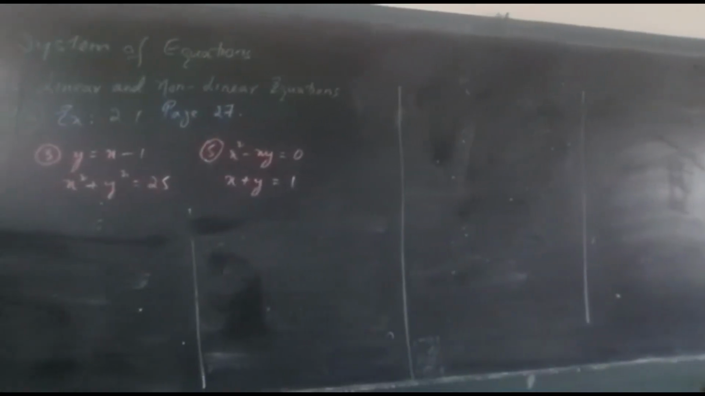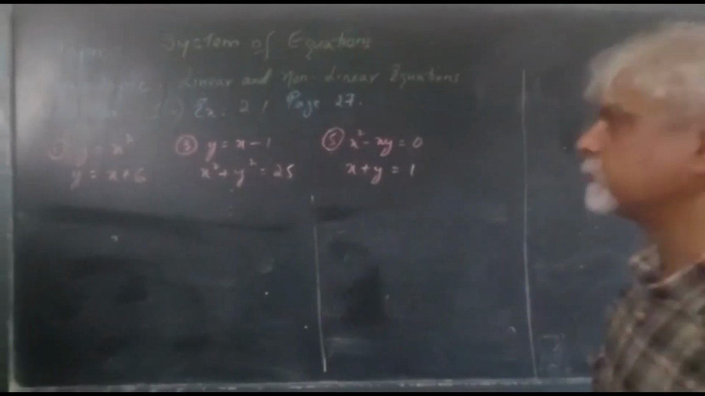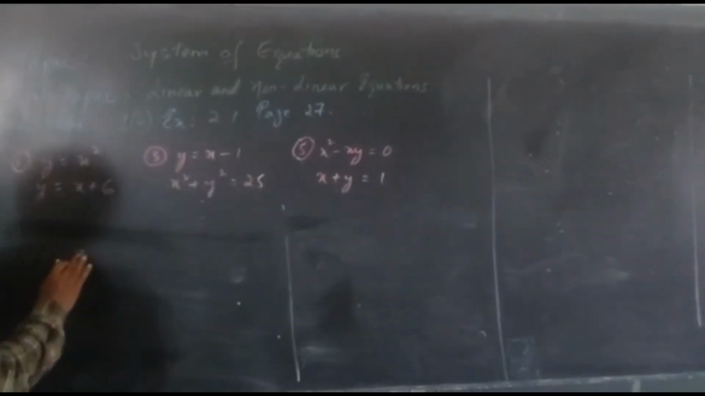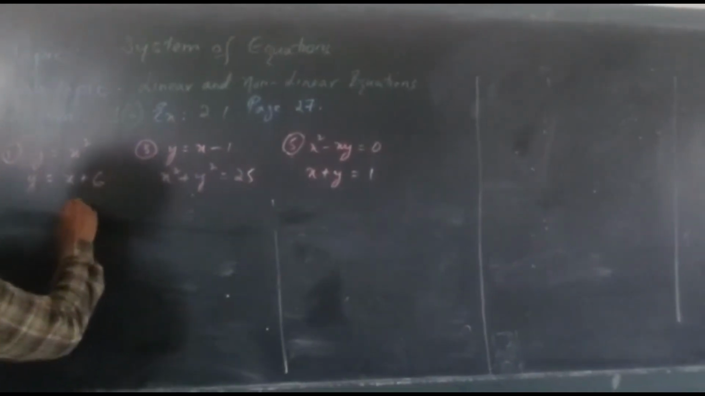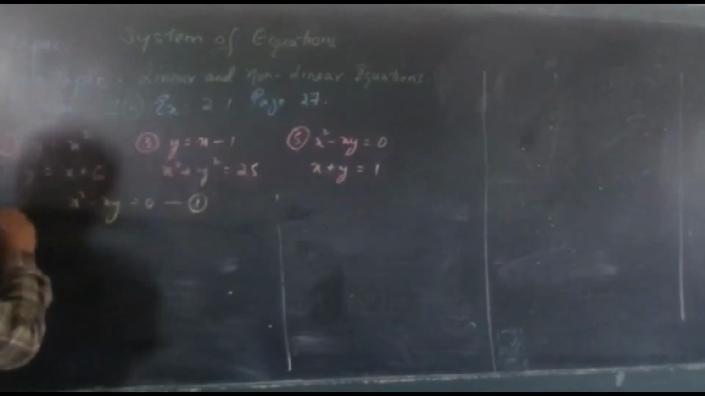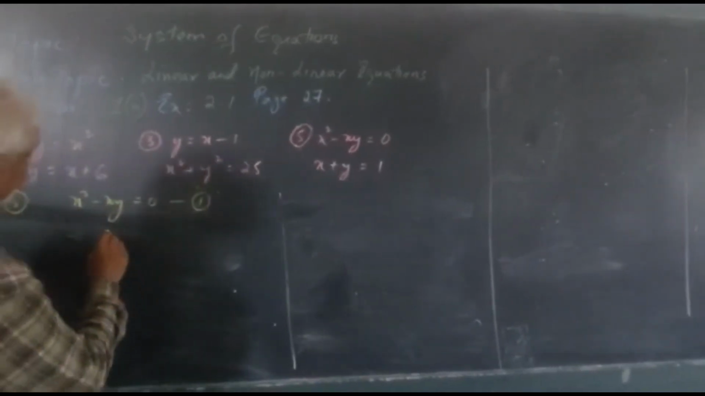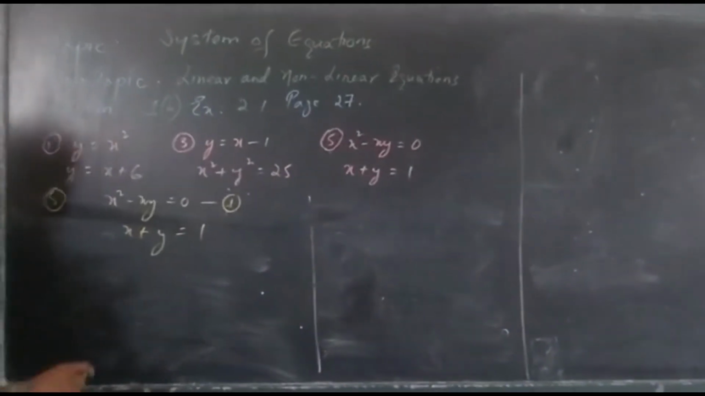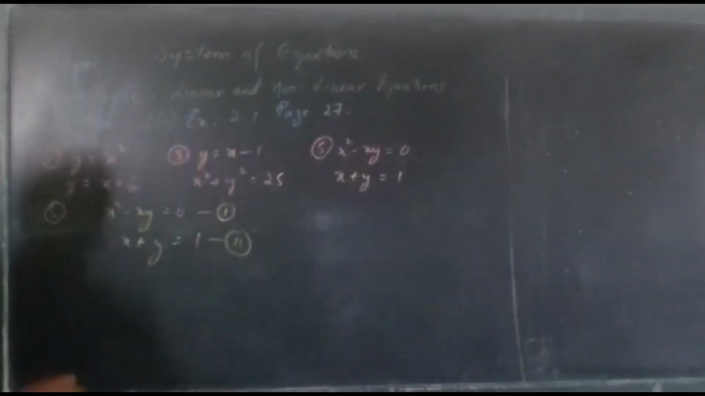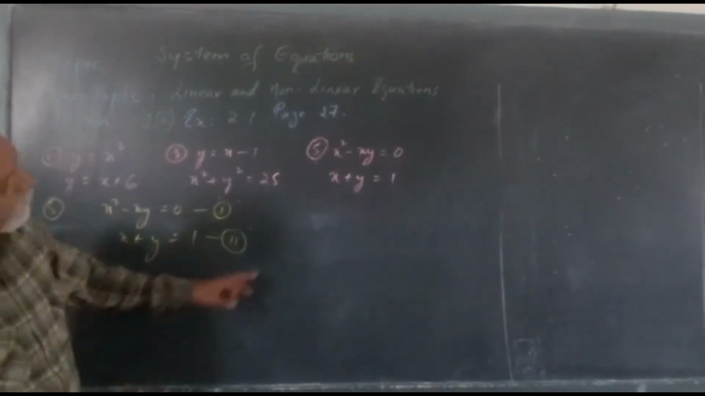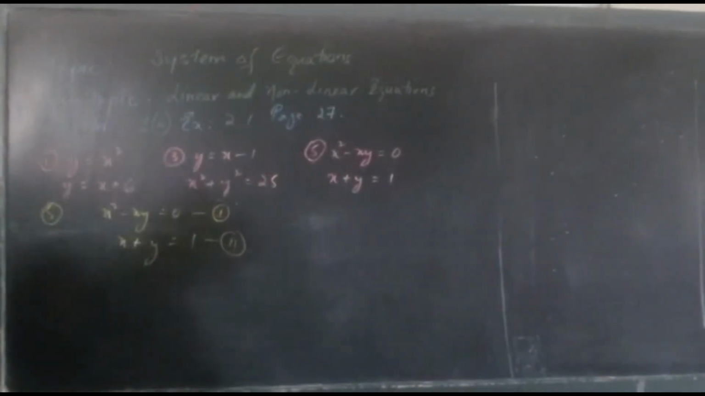Now let's move on to the next one. I'll use the more visible chalk, I think this would be better. Question number 5. We are solving question number 5: x squared minus xy equals 0, the first equation, and x plus y equals 1. So we have x squared minus xy equals 0 and x plus y equals 1. I'm solving the fifth question of the substitution method.